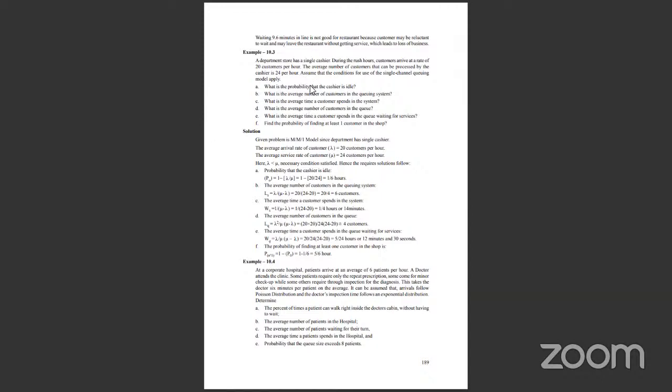You can see the numerical part. The department store has a single cashier. During the rush hours, customers arrive at the rate of 20 customers per hour. The average number of customers that can be processed by the cashier is 24 per hour. Assuming the conditions for use of the single channel queuing model apply, what is the probability that the cashier is idle? What is the average number of customers in the queuing system, the average time a customer spends in the system, the average number of customers in the queue, and the average time a customer spends in the queue waiting for service? Find the probability of finding at least one customer in the shop.